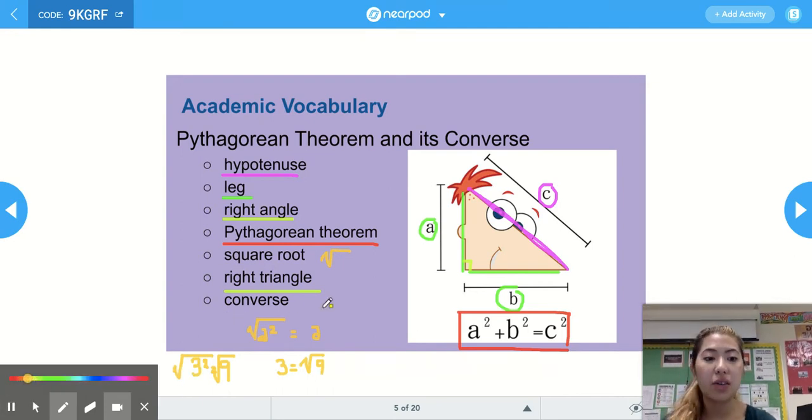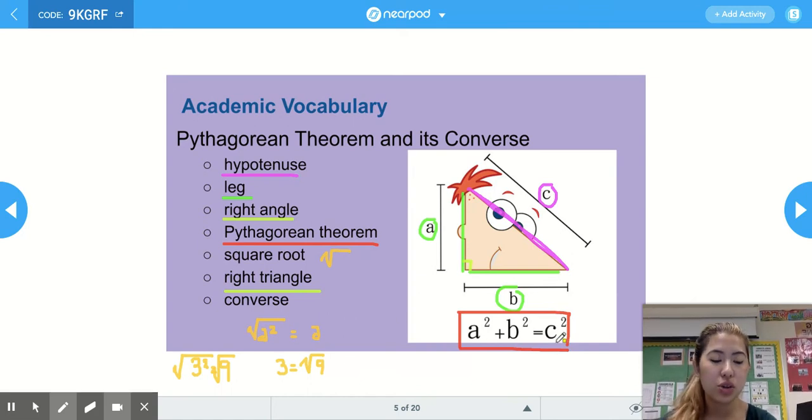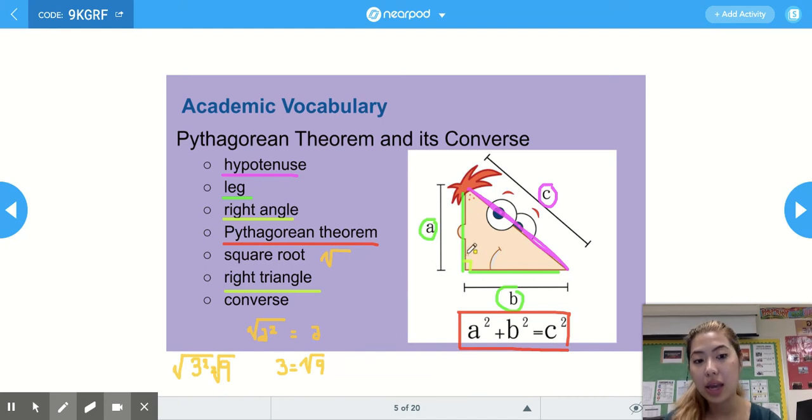So again, converse is when we can flip around or manipulate this equation to find what we're actually looking for. And so we'll get into that in later problems. So if we're trying to find one of the missing side lengths of the leg and we know the other leg as well as the hypotenuse, we're going to have to manipulate and use the converse of the Pythagorean theorem to solve for that.